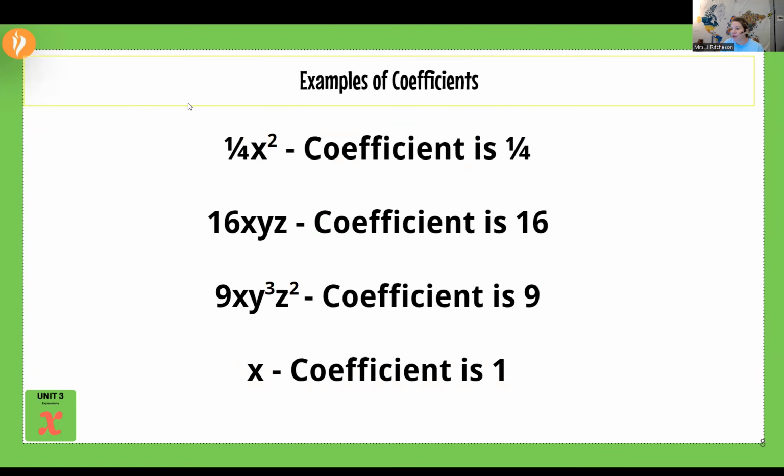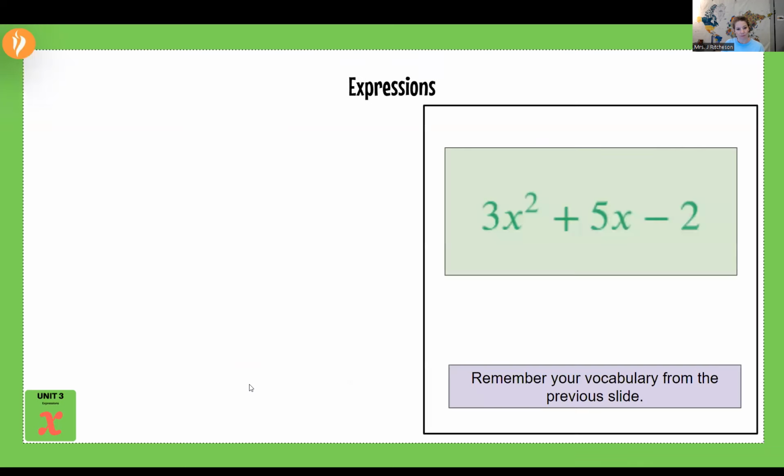So we talked earlier this week about coefficients. Coefficients are numbers multiplied by variables or attached to variables. So in this expression, 1/4 is being multiplied by a variable, so 1/4 is the coefficient. Here we have 16 is the coefficient. In this one term, we have 9 is the coefficient. We also talked about how you can never say the coefficient is 0. If it's a variable, there is always a coefficient. If you don't see a number, it's 1, right? So 1 times x is x, which makes the coefficient 1.